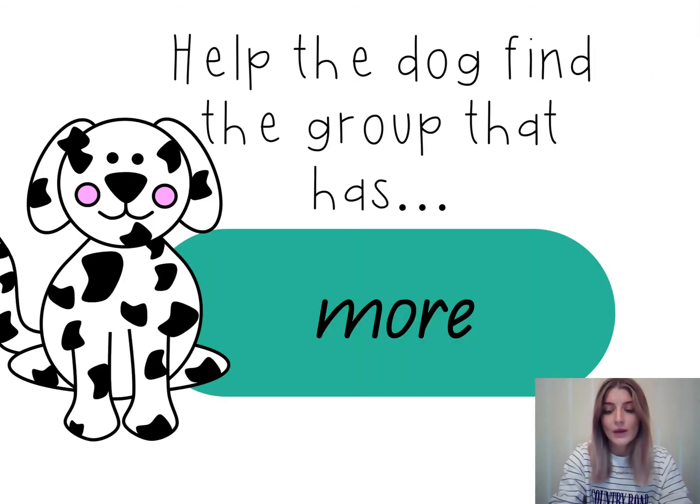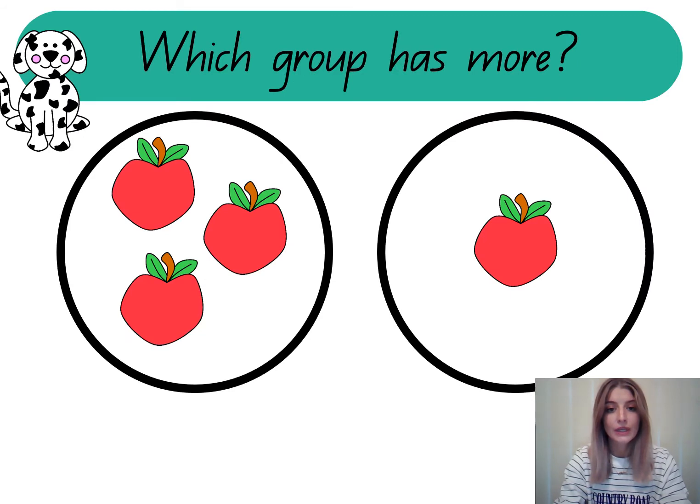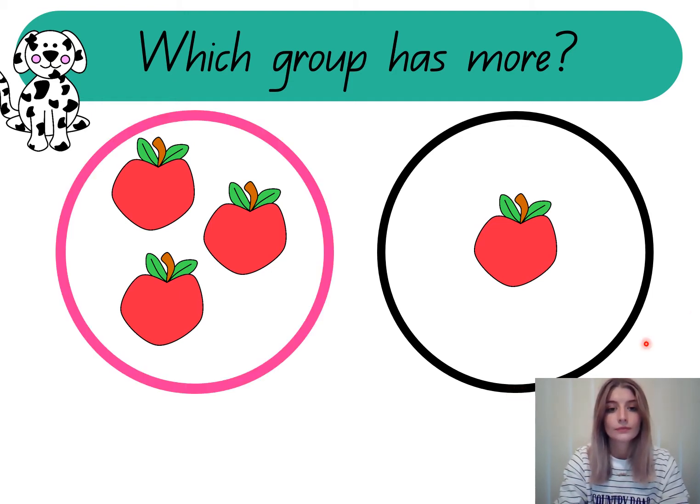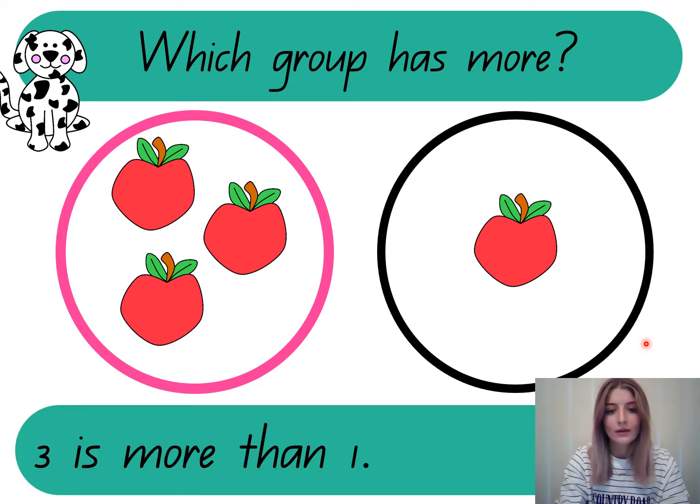Okay, so we're going to play a little bit of a game now. You're going to help this doggy find which group has more, okay? So let's have a look. Which group has more apples? Group number 1 or group number 2? So remember, more means it has the bigger number. So put your finger on the group that has more. That's it, group number 1, because 3 apples is more than just 1 apple.